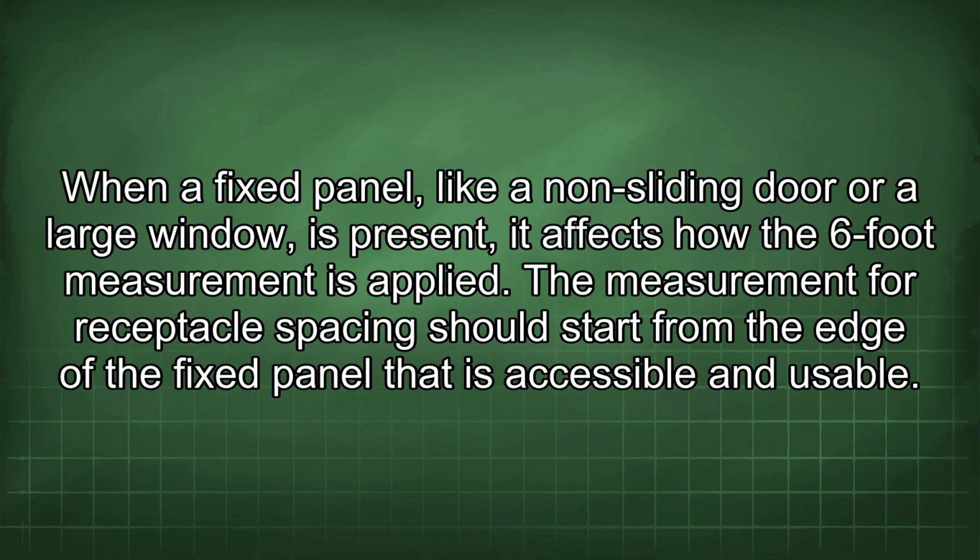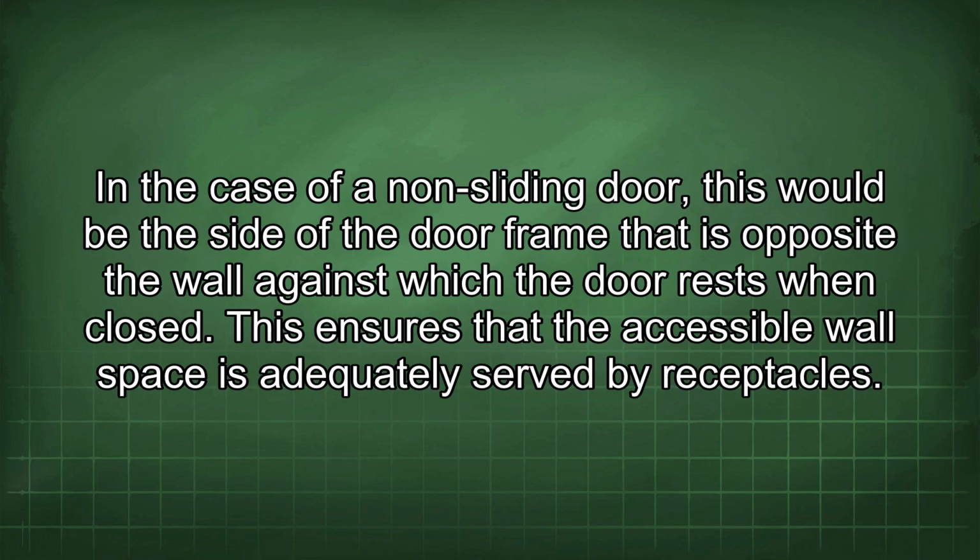When a fixed panel, like a non-sliding door or a large window, is present, it affects how the 6-foot measurement is applied. The measurement for receptacle spacing should start from the edge of the fixed panel that is accessible and usable. In the case of a non-sliding door, this would be the side of the door frame that is opposite the wall against which the door rests when closed. This ensures that the accessible wall space is adequately served by receptacles.